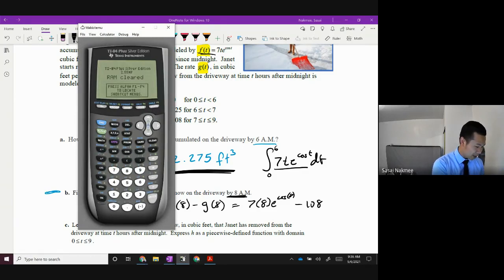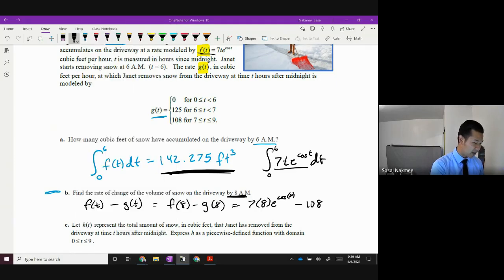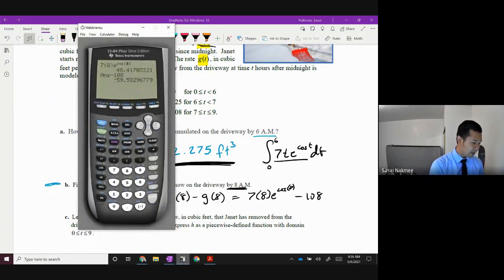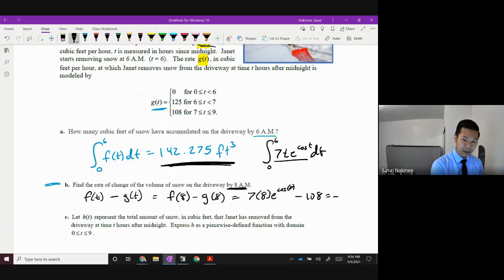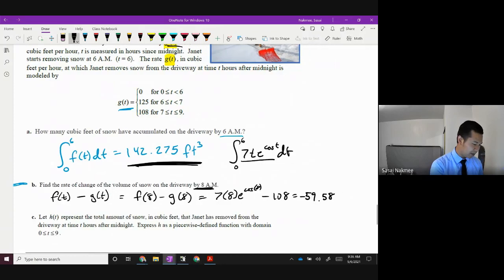Anyways, let's plug this into our calculator. 7 times 8 times e to the cosine of 8. Boop. I get 448, right? And I'm going to subtract that answer with 108. And I get negative 59.58. Is that okay? Can my rate be negative? Cubic feet per hour.